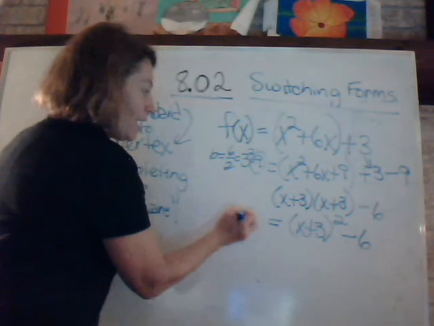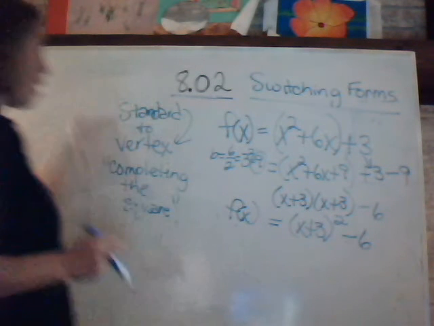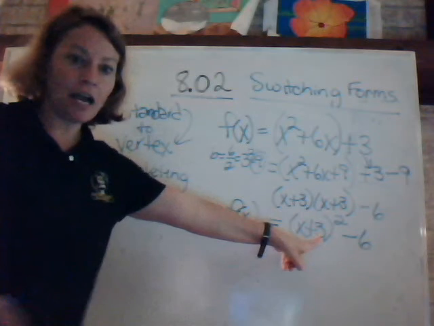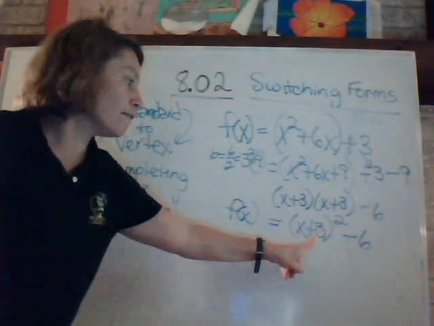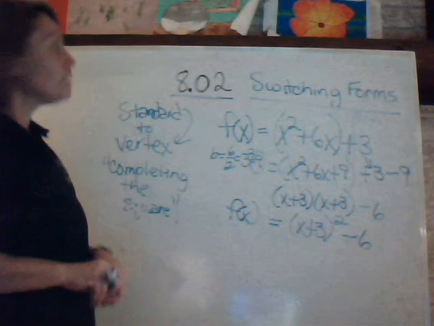So what are my a, h, and k now that I've got this from standard form to vertex form? The vertex is opposite h and the same as k. Negative 3 and negative 6. And you're done. So hopefully you got that second one.